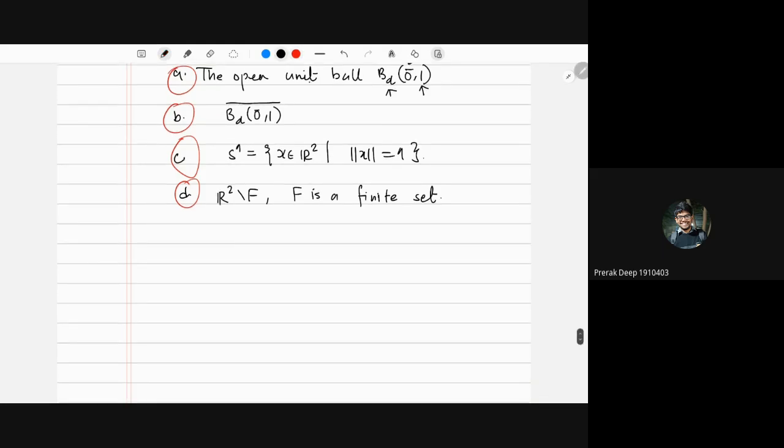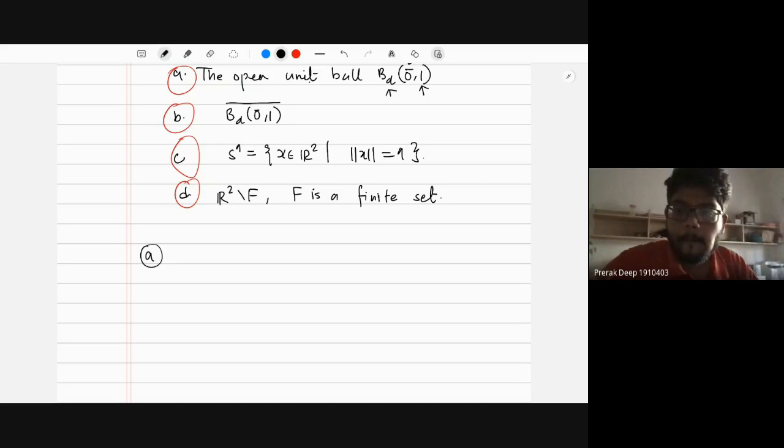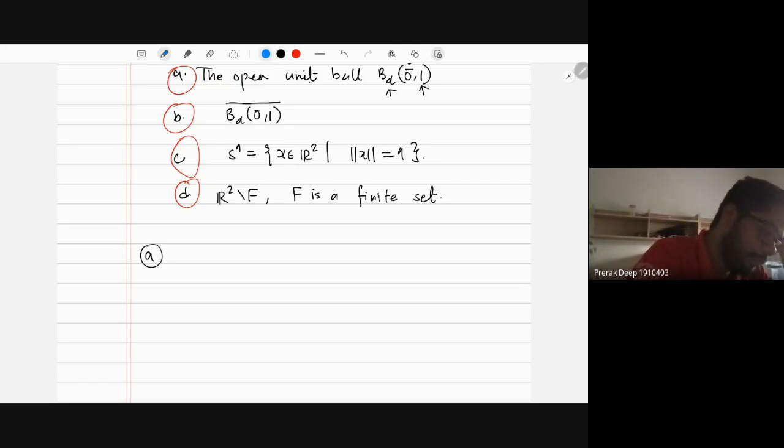So let us first see. When I say that all of them are path connected, you need to prove it. Basically, you need to give a path for any pair of points in these spaces. And that is what I'm going to do. So for example, A, the unit ball B(0,1).